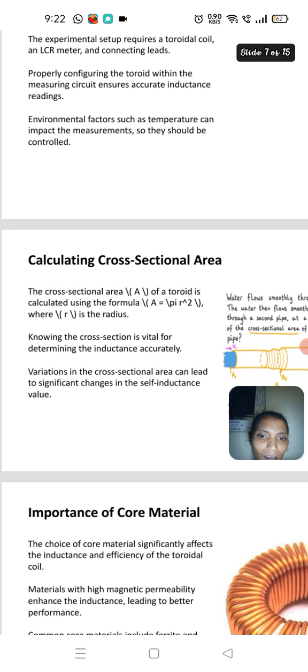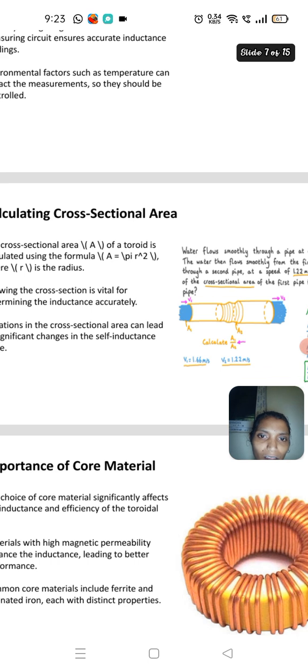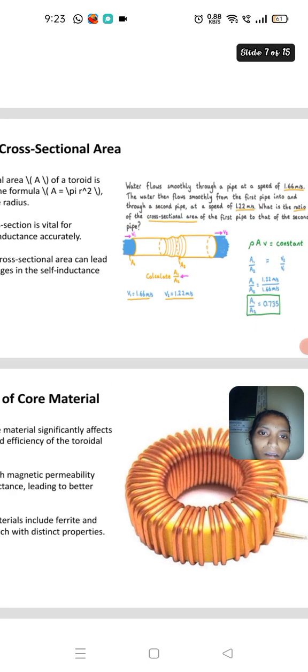Calculating cross-sectional area. The cross-sectional area A of a toroid is calculated using the formula A equals pi r square, where r is the radius. Knowing the cross-section is vital for determining the inductance accurately. Variation in the cross-sectional area can lead to significant changes in the self-inductance values. This is the calculating process of a sectional area, there is a formula, and there is a question on calculation of the cross-sectional area.